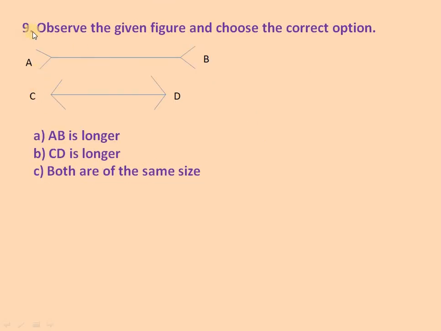Question number 9. Observe the given figure and choose the correct option. So you will observe both figures, the line of A and B, then C and D. You will tell whether AB is longer, CD is longer, or both are of the same size. From this page number 29, you have got two questions as homework, question number 8 and 9.